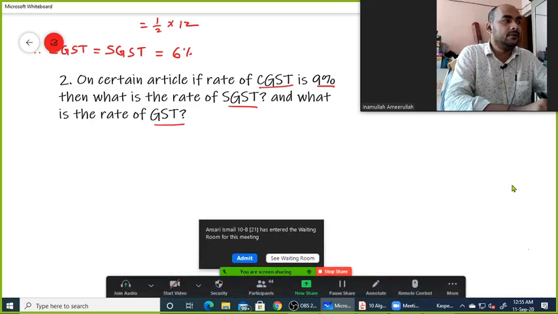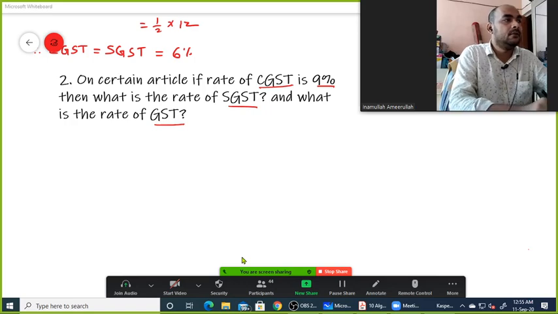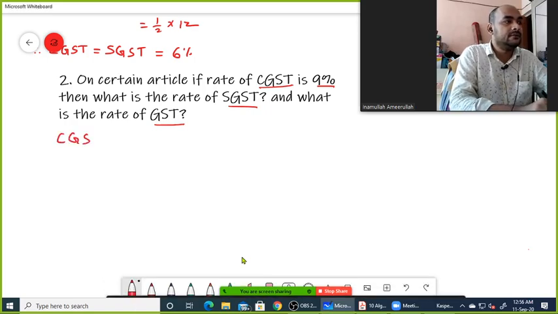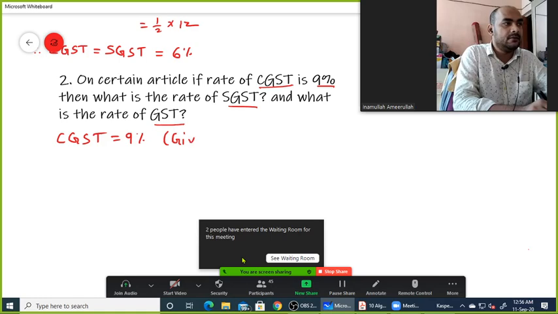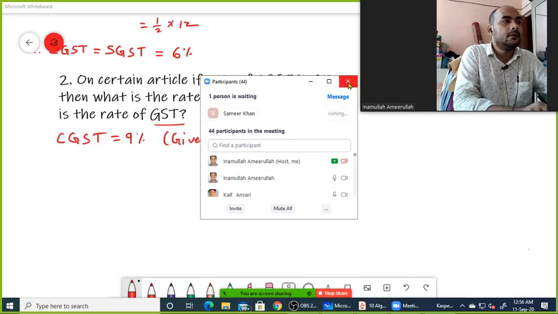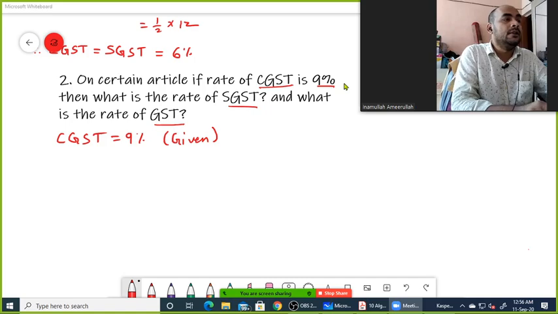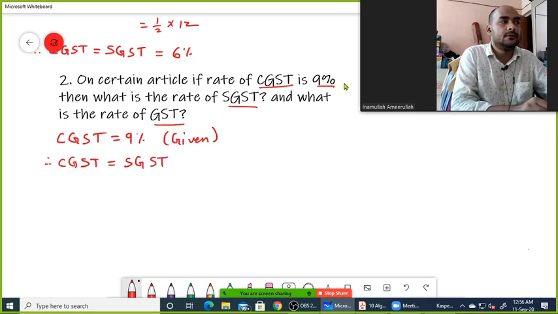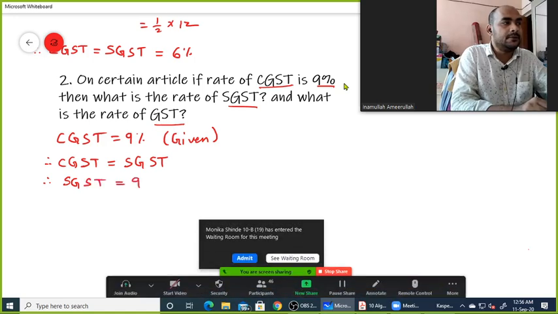So first of all, CGST is 9%. This is already given. We need SGST. We know that CGST should be same as SGST. So if CGST is 9, SGST is also 9%.